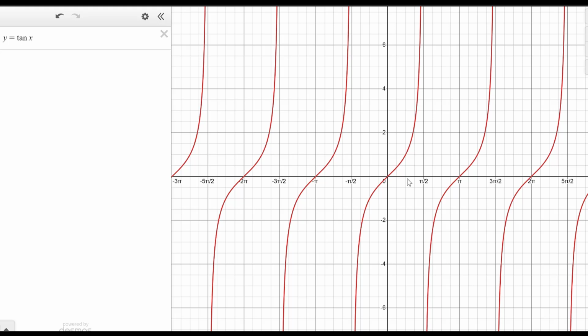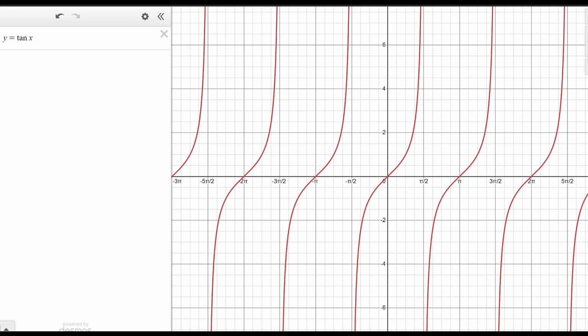Okay, so I think we see from 0 to pi over 2 is there. If you follow the arrow, where this is here, that must be pi over 4. If you go up, that's 1. So we know it goes through pi over 4, 1.